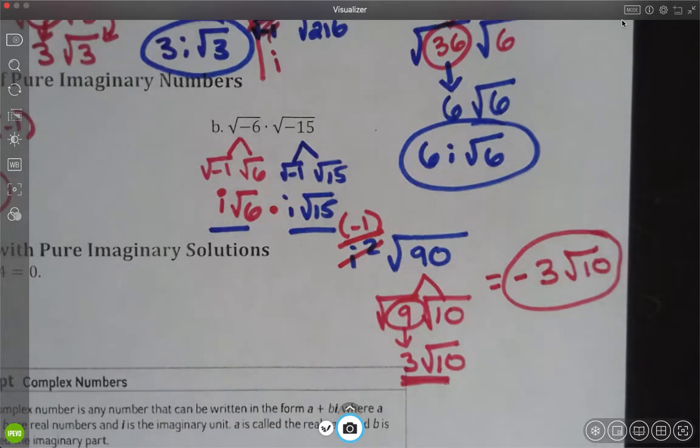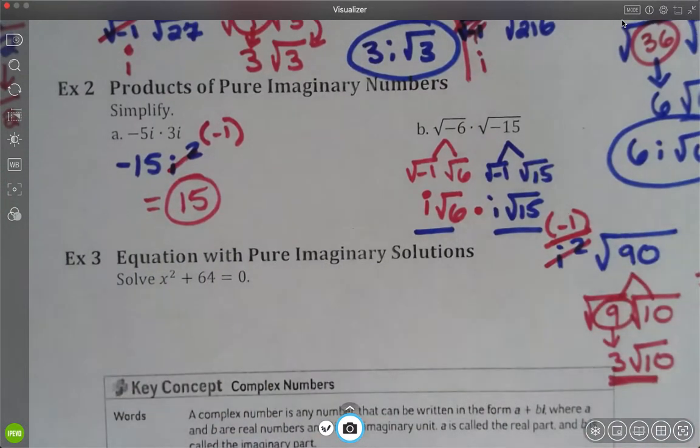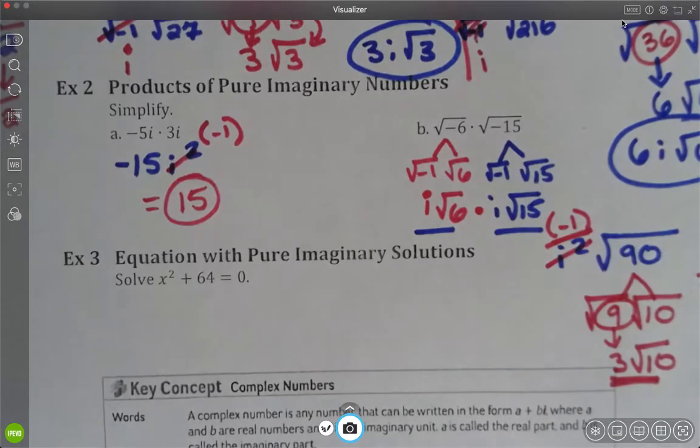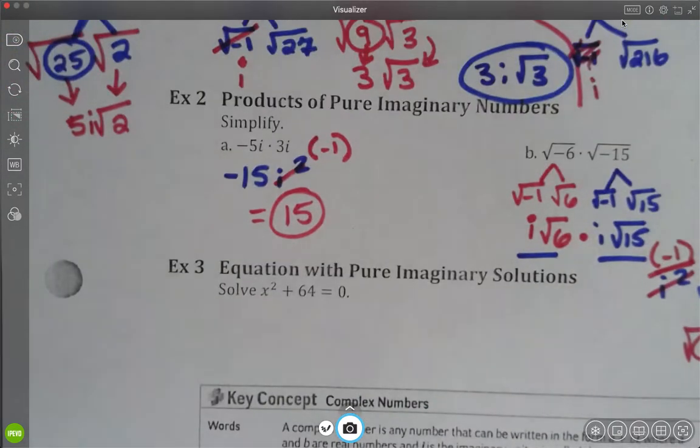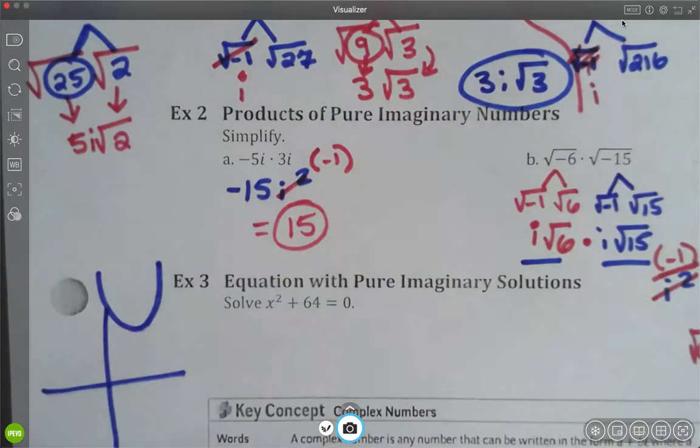Okay, now, this is totally why this is important, right here. This is where imaginary numbers come into play, this next example. x squared plus 64. This is a quadratic function, right? This guy is going to look like this. He's a smiley face, and he's up really high at 64, all the way up there. And he's going to be a smiley face.